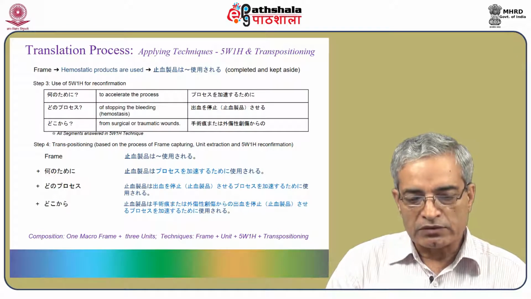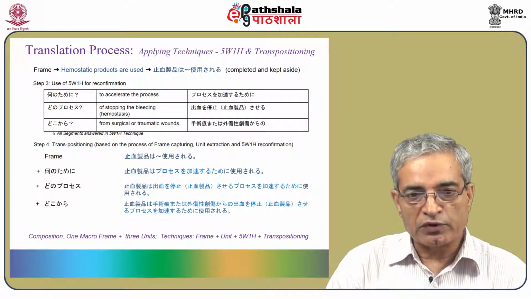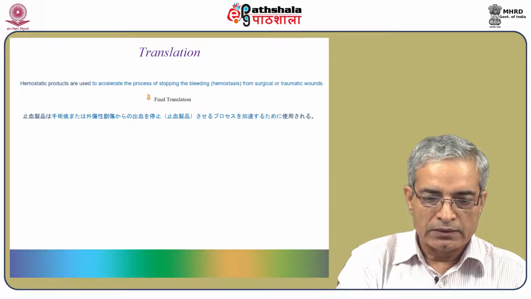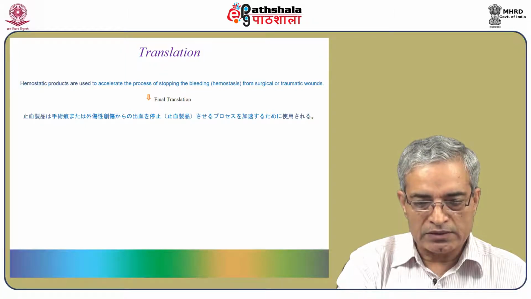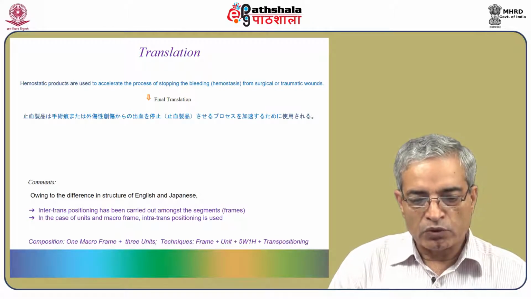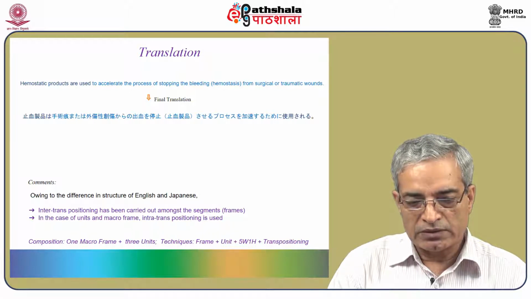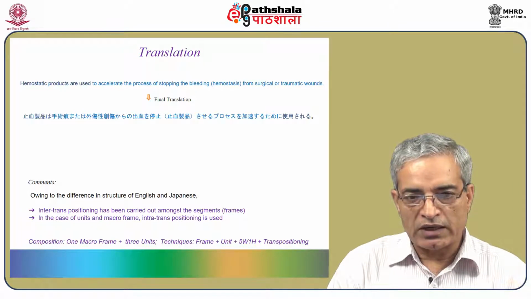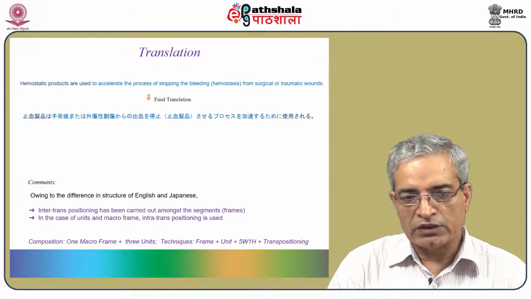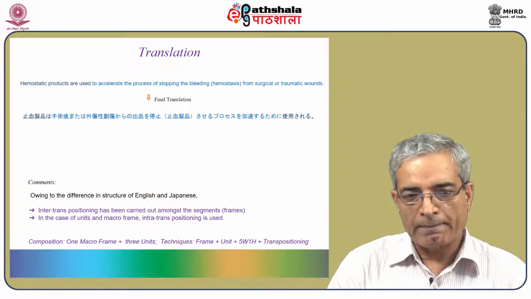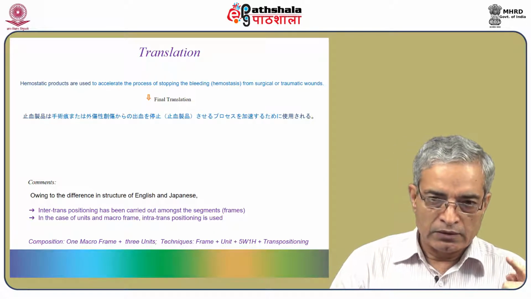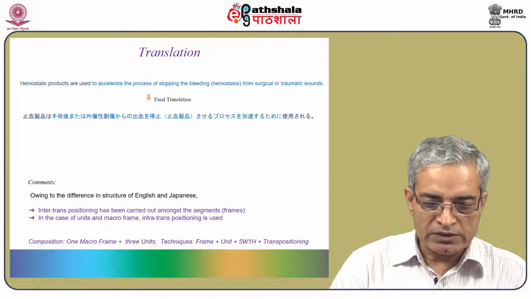The composition here was 1 macro frame, 3 units. Techniques used were frame, then unit, and then 5W1H and transpositioning. The final translation comes like this, and the comments are: owing to the difference in structure of English and Japanese, intertranspositioning has been carried out amongst the segments and the frames. This is the requirement of the target language. Earlier we have done it with the Japanese to English pair. Here in this case we are attempting the same thing on the English to Japanese pair. We'll be ascertaining this by a few more examples.